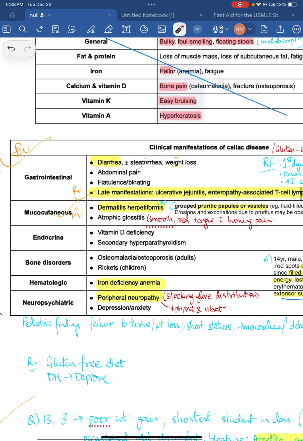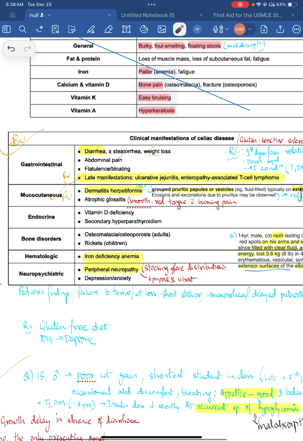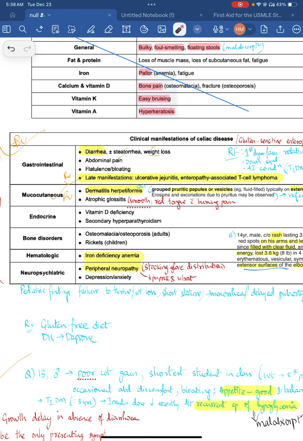GI manifestation, we already know that we have diarrhea. Steatorrhea may be there because of fat malabsorption, and all this malabsorption will cause weight loss. In addition to that, abdominal pain, flatulence, and bloating, all the GI symptoms will be there. What about late manifestation? Ulcerative jejunitis might be there. Enteropathy associated T cell lymphoma. You need to remember that celiac disease causes increased risk for T cell lymphoma. This is very, very important.